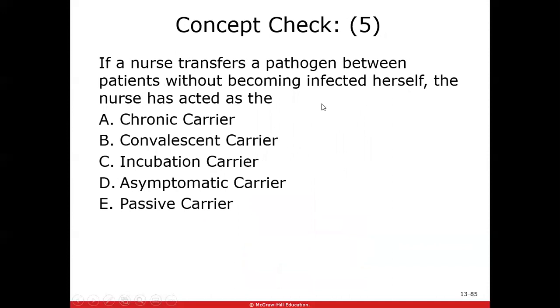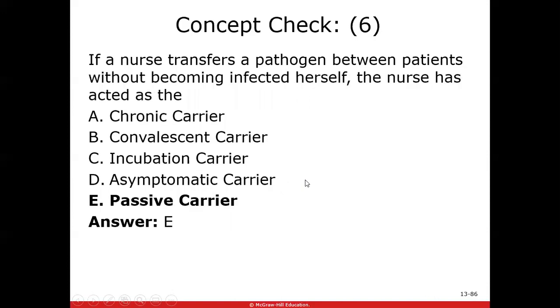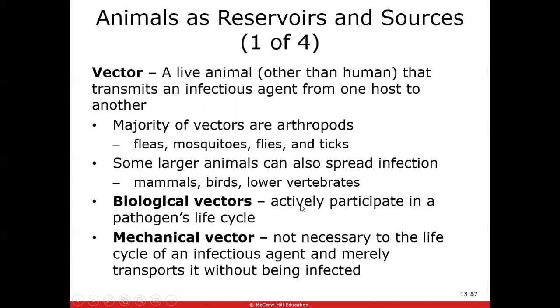So if a nurse transfers a pathogen between patients without becoming infected herself, the nurse has acted as the, and which ones are these? A chronic carrier, a convalescent carrier, incubation carrier, asymptomatic carrier, passive carrier. And of course, it's passive carrier. And so know what each of these are, though, and how they actually look.